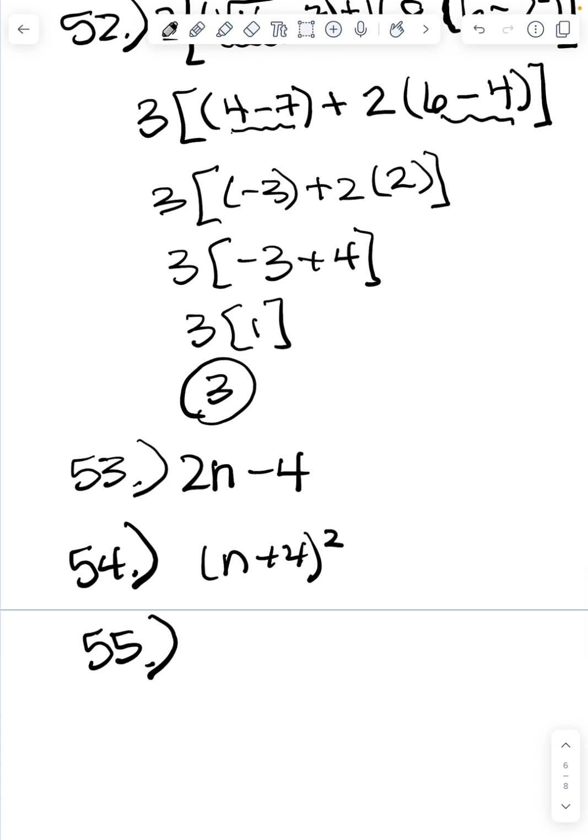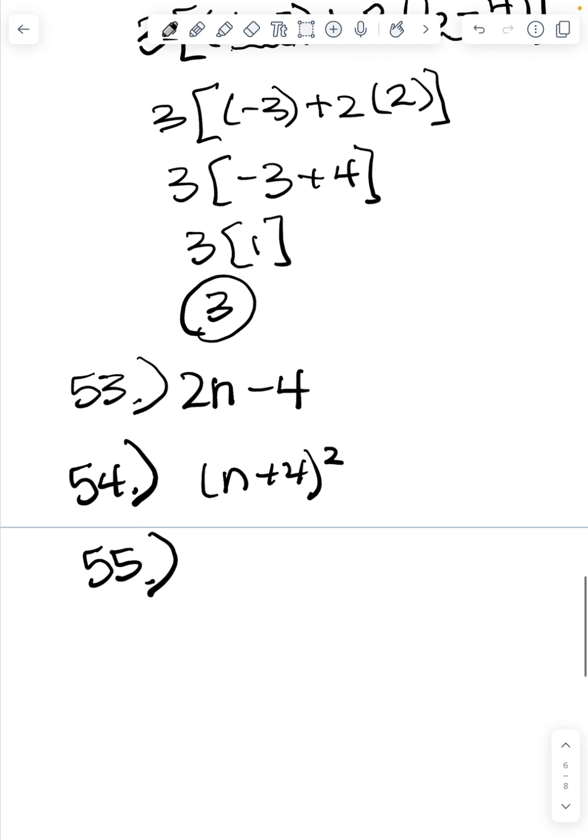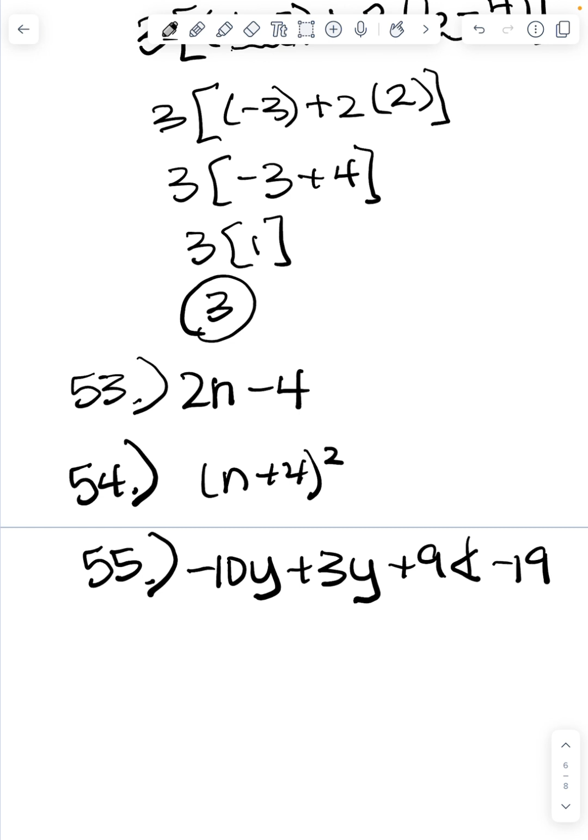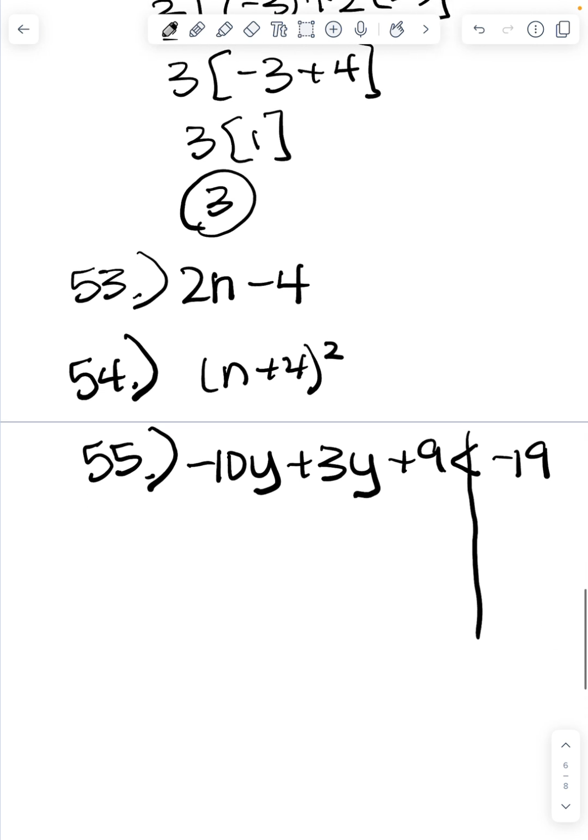Number 55, solve each inequality. Jot this down here. All right, here's my inequality. I noticed that the left side has some like terms. So before I move anything from the left to the right side of this inequality, I need to clean up my like terms. They're on the same side, so I just go ahead and add them. So it's negative 7y plus 9 is less than negative 19.